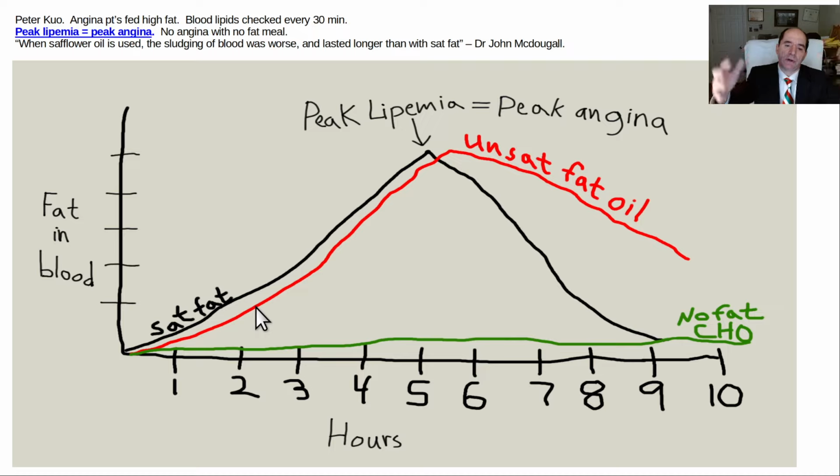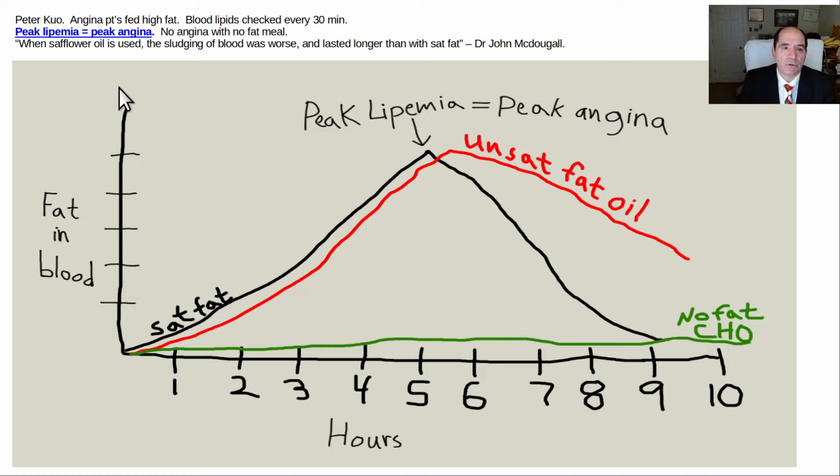And Ancel Keys had shown that sat fat was definitely a big cardiac risk factor. So anyways, they did it with the PUFAs, the omega-6 cooking oils, and it was even worse, even more prolonged blood sludging. It was blood sludging so long the workers wanted to go home. They were pissed off in their laboratories. Okay, and they also looked at it in the eyes with an 80-fold magnification.